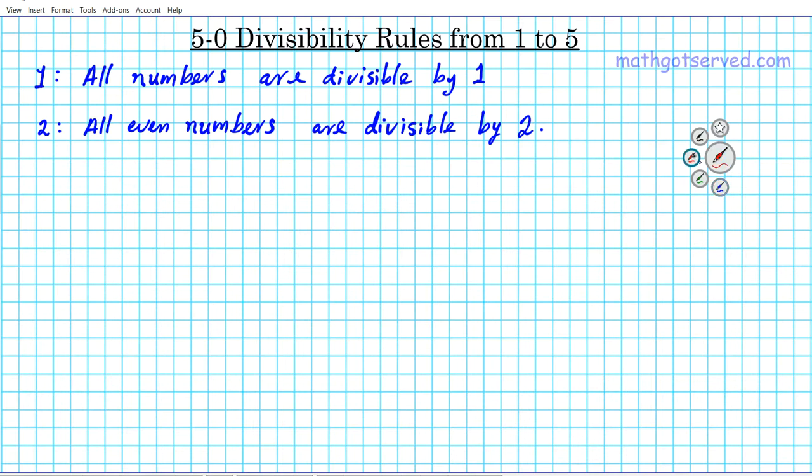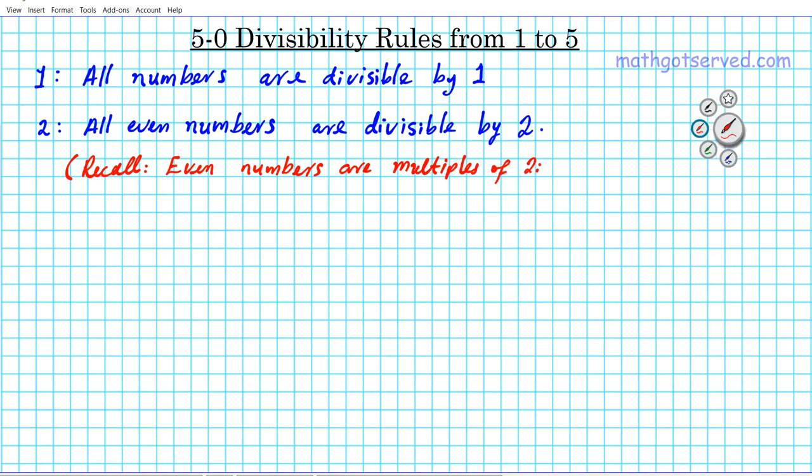What are even numbers again? Let's refresh our memory on that. Recall, even numbers are simply multiples of 2 starting from 2. So counting by 2 is 2, 4, 6, 8, 10. When you're counting by 2, starting from 2, these are your set of even numbers. And they are all divisible by 2. Basically, 2 goes into them evenly.